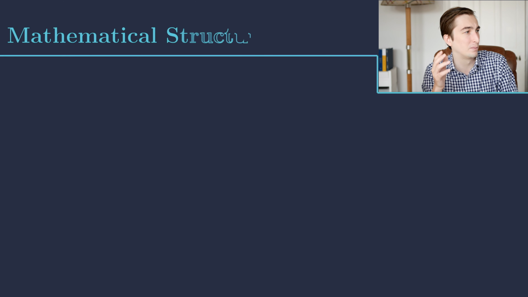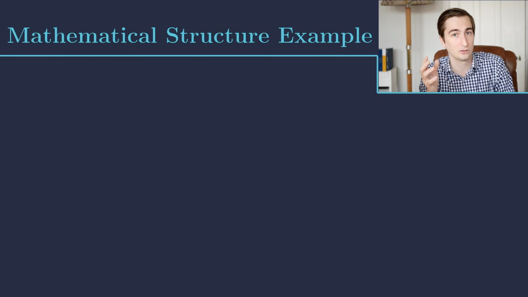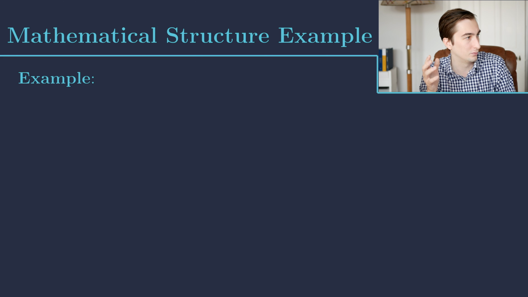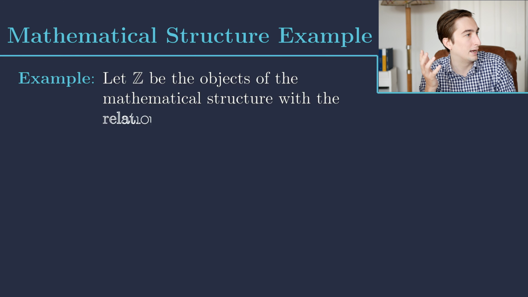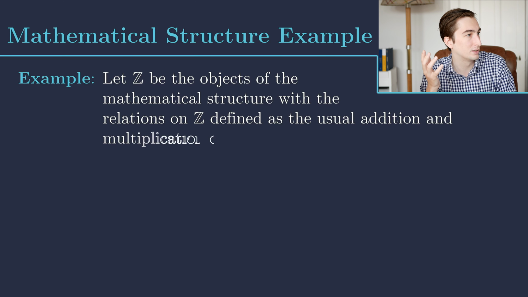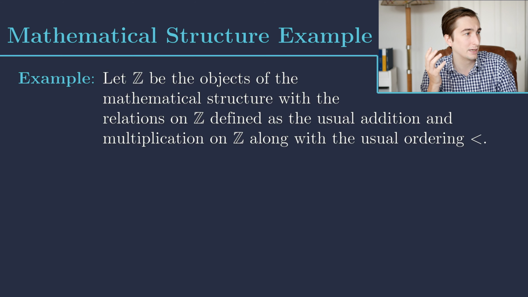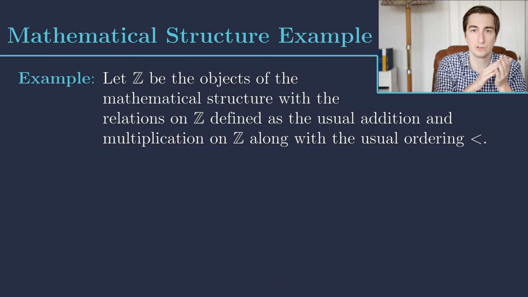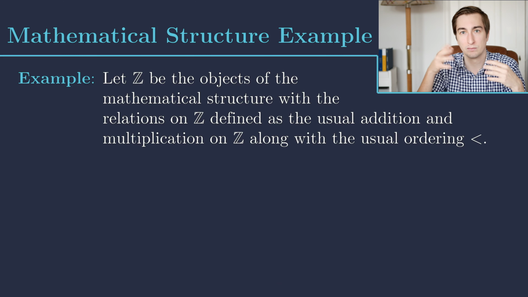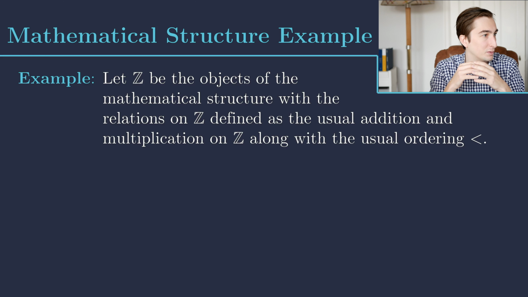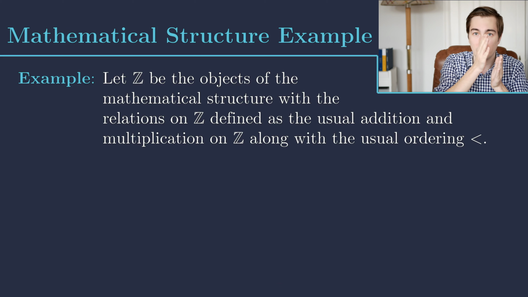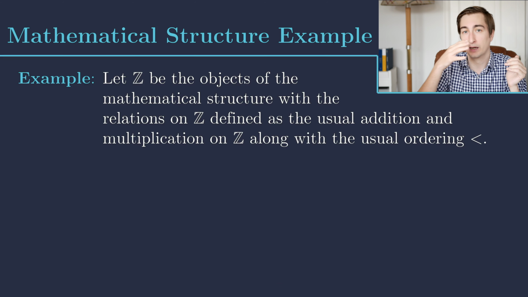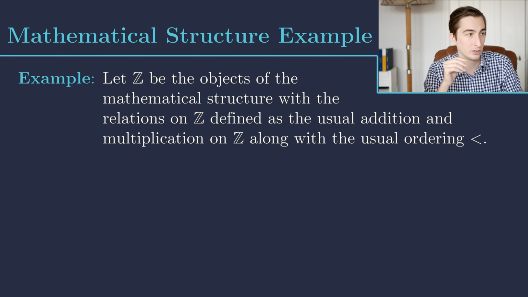So what's an example? Well, I gave you already a brief example of a mathematical structure, something like the natural numbers with addition, but I want to take here the integers as our objects, with the relations on Z defined as the usual addition, usual multiplication, and the usual ordering. What I mean by that is we have the usual addition, 1 plus 1 is 2, and so on. 1 times 2 is 2, and various others for the multiplication. And the usual ordering just means that 2 is greater than 1, or minus 1 is less than 3, things like this.